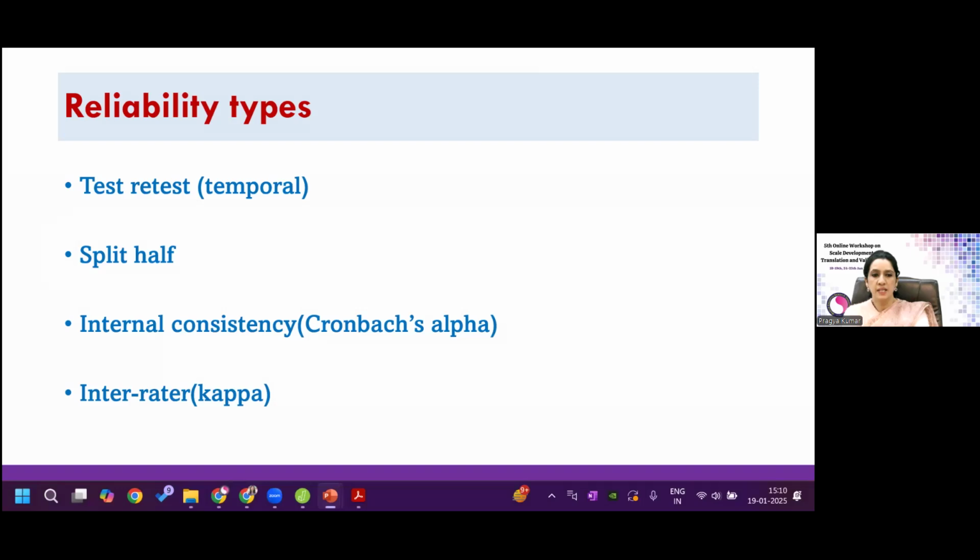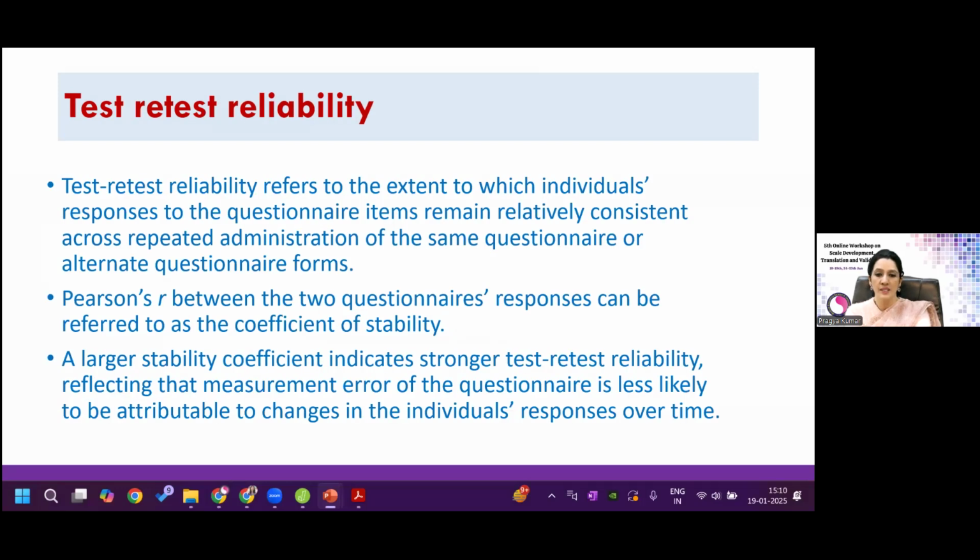Now coming to the test-retest reliability, we have discussed that it is also known as the temporal reliability. This refers to the extent to which individuals respond to the questionnaire consistently across repeated administration. And then you may calculate the intra-class correlation coefficient, or the Pearson's correlation coefficient between the 2 questionnaires. If it is a high correlation, that tells you that the scores are stable over a period of time.